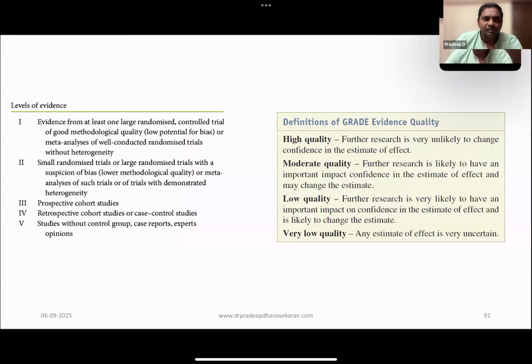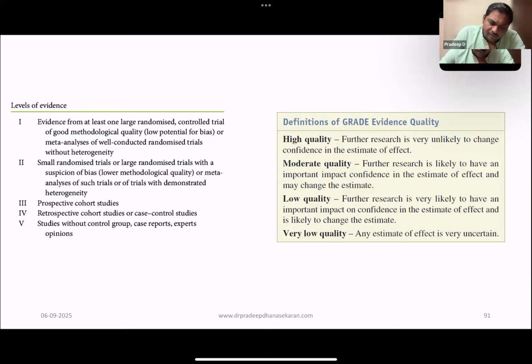These are the various levels of evidence. Starting from level 1, level 1 is nothing but at least one large randomized control trial of good methodological quality. That good methodological quality is given by CONSORT guidelines or the internal validity of the study. Then you have the small randomized trials or large trial of lower methodological quality. Next in the ladder will be the prospective cohort and a retrospective cohort, and finally case series or case reports.